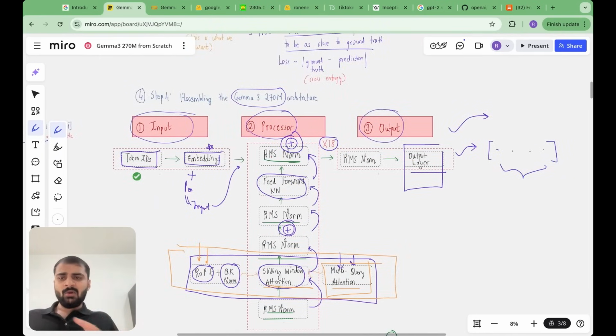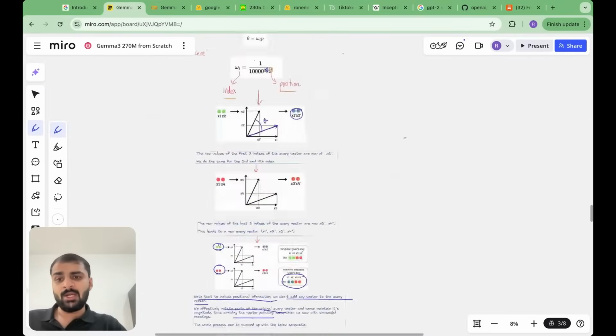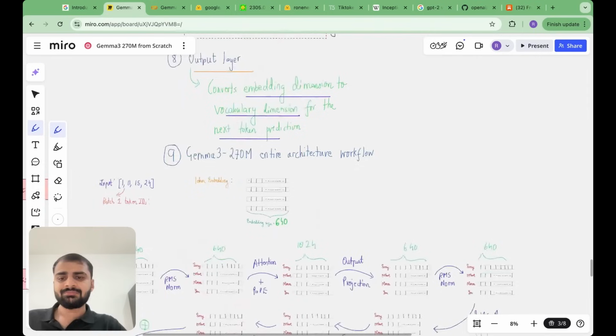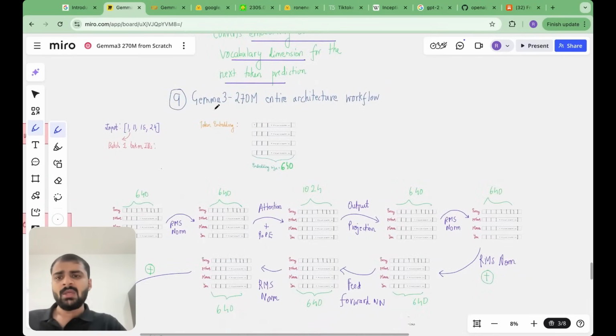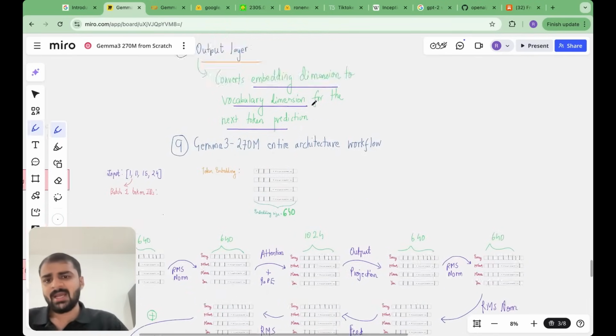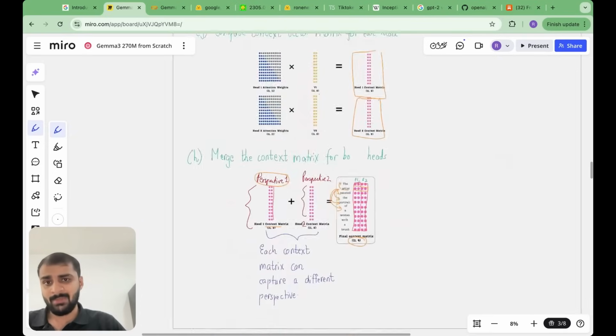This part until now, step number 4, is one of the most difficult or challenging aspects of this lecture. But if you have understood intuitively until now, you are now ready to move to the next step where we are still in step number 4, but now we are going to see this entire architecture workflow with respect to dimensions.